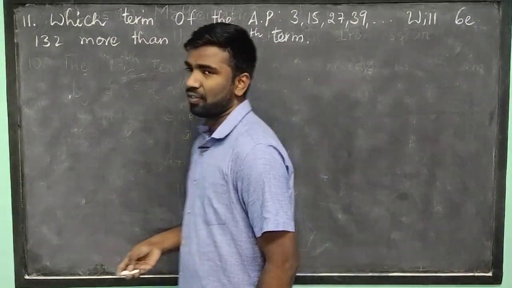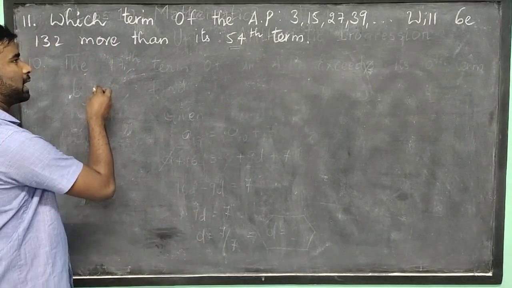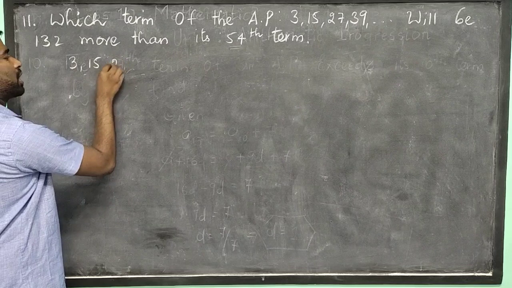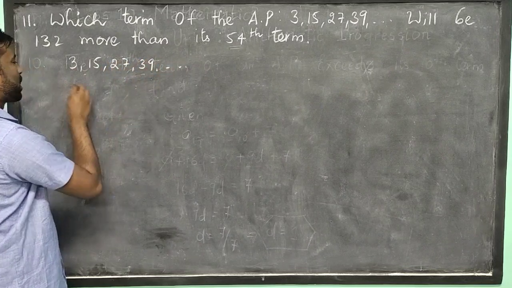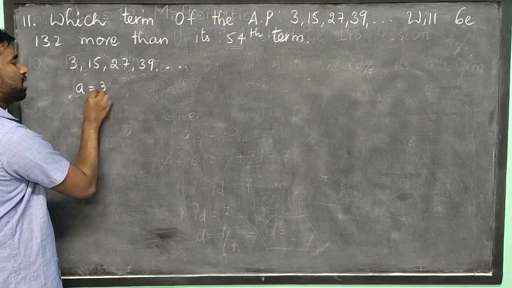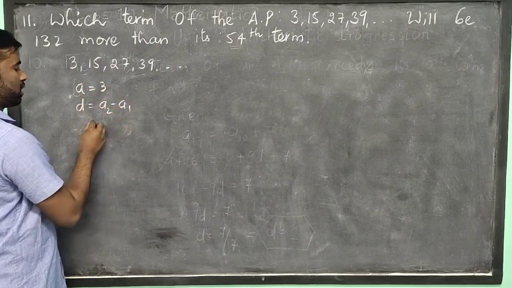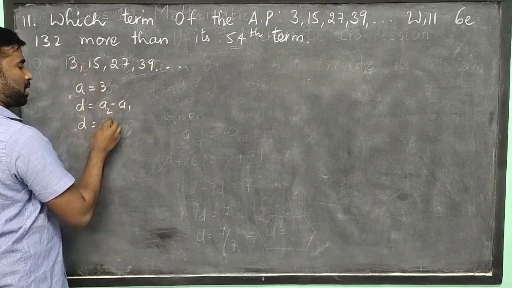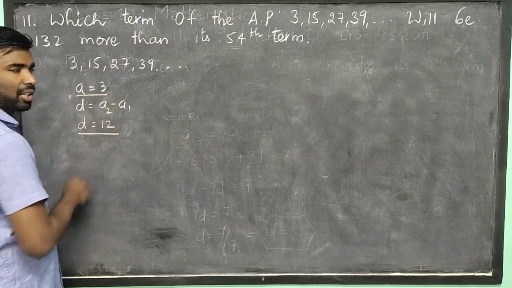Students, the first step will find out the 54th term. What is the given AP? Given AP is 3, 15, 27, 39 and so on. What is A? A equals 3, D equals A2 minus A1. So D equals 15 minus 3, which is equal to 12. A equals 3, D equals 12.